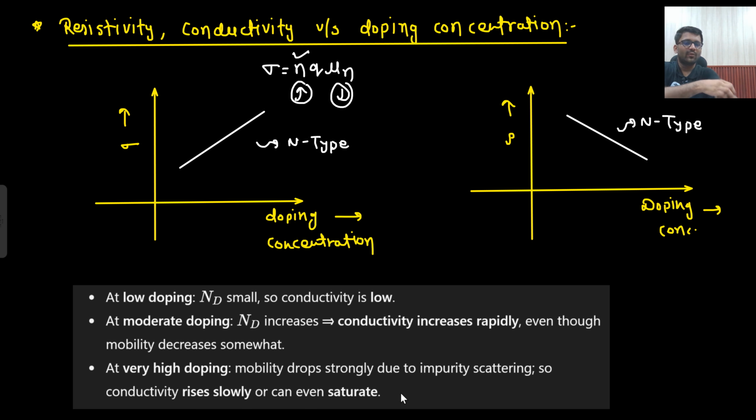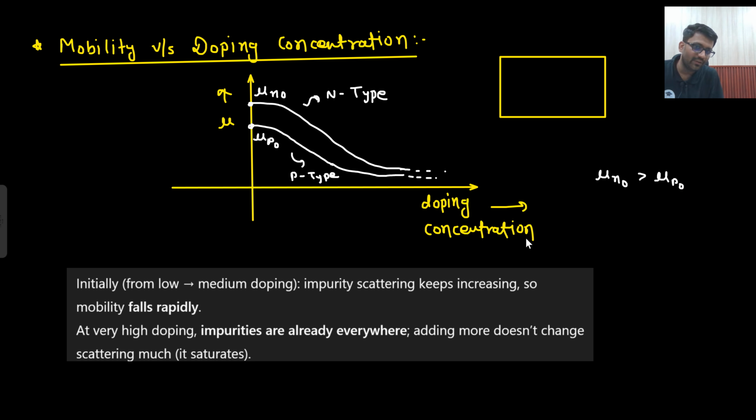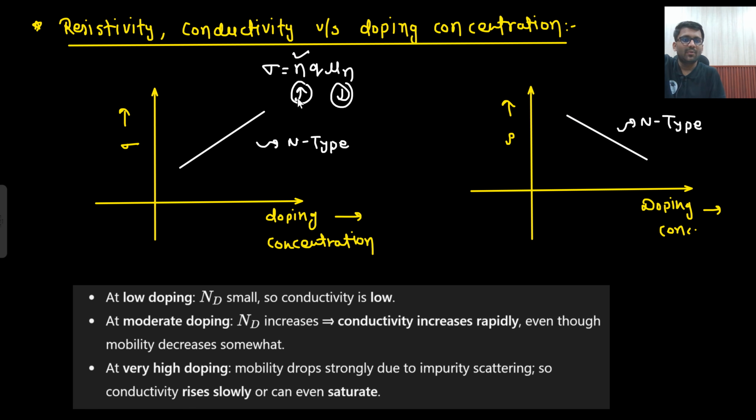Basically, at very high doping, what will happen is that this mobility can drop, right? This mobility can drop, but n will keep on increasing. So what may happen is that it can even saturate, or it may rise slowly, but it will never happen that conductivity is going down. At very high doping, this mu n will drop very significantly, but this n will keep on increasing. Again, this n is dominating only. So it will not happen that conductivity will decrease.